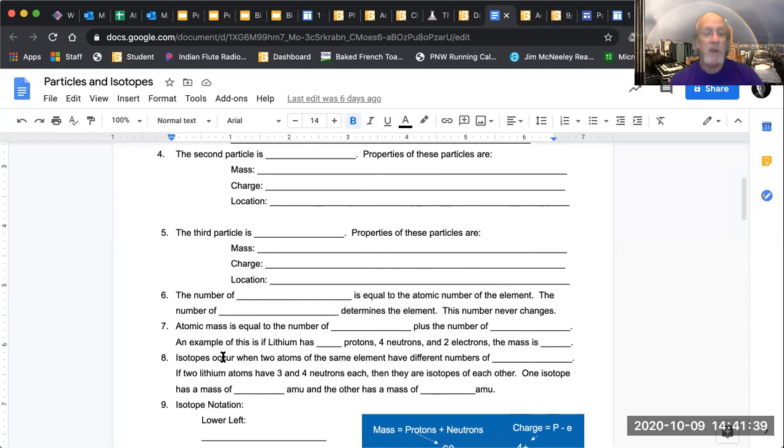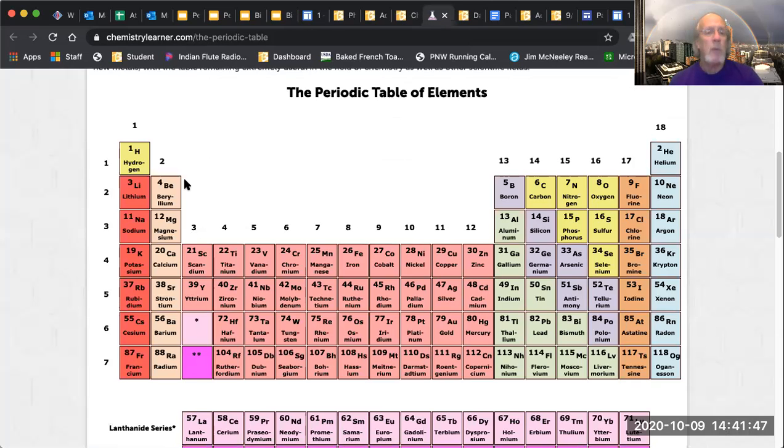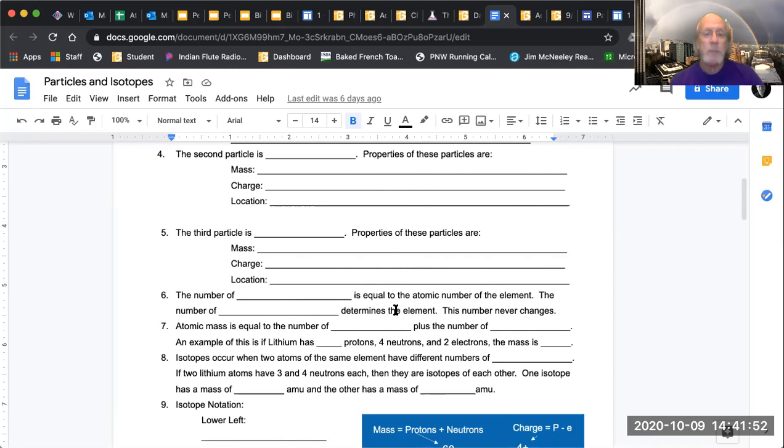So an example of this would be lithium that has 3 protons. We know that because we looked it up on our periodic table. Remember that lithium has 3 protons. And if it has 4 neutrons and 2 electrons, well, we're going to take 3 plus 4 is 7. And we don't count the 2 electrons because they have no mass. So it's 3 plus 4, the mass is 7.